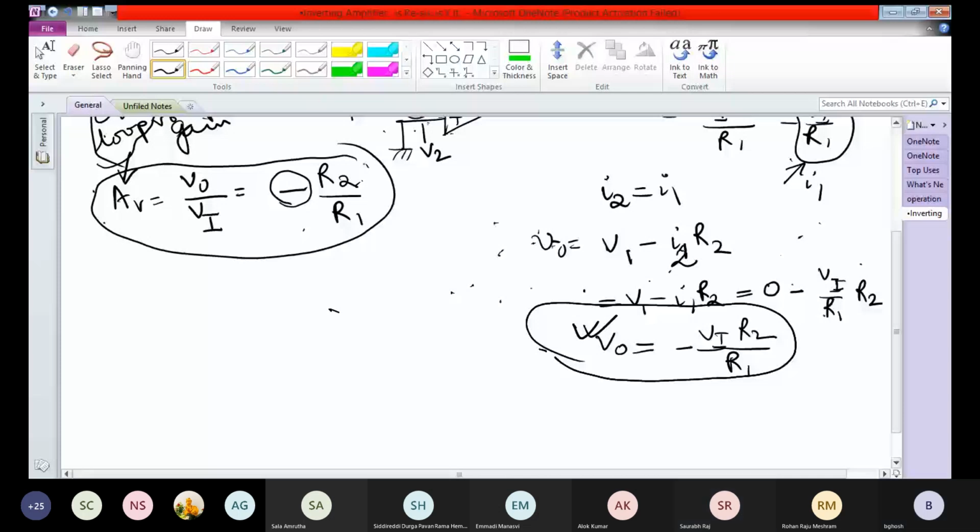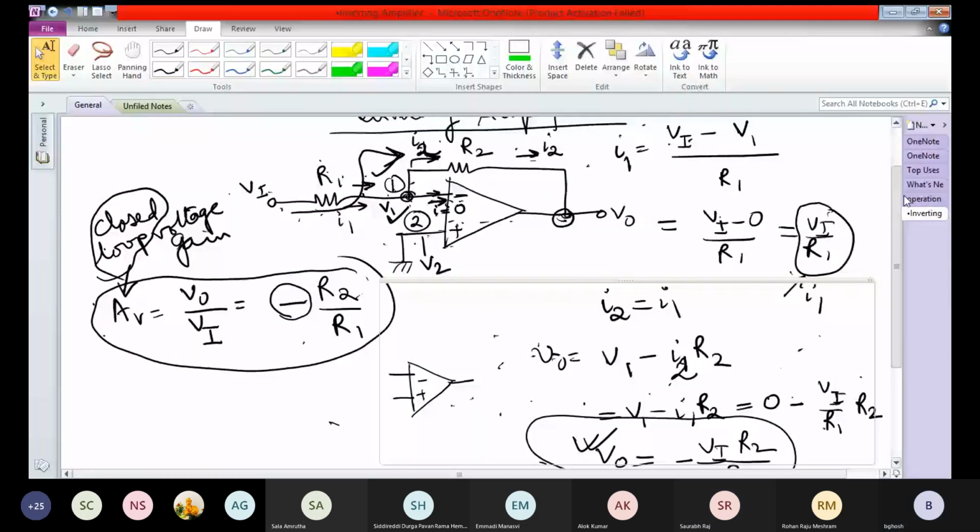Excuse me, sir. Yes. Sir, V1 is 0 because it's virtually shorted. Yes. Okay, V1 is 0 because it is virtually shorted to V2. Okay. So AV is minus R2 by R1. So therefore you see that the closed loop voltage gain is dependent on the external resistors.